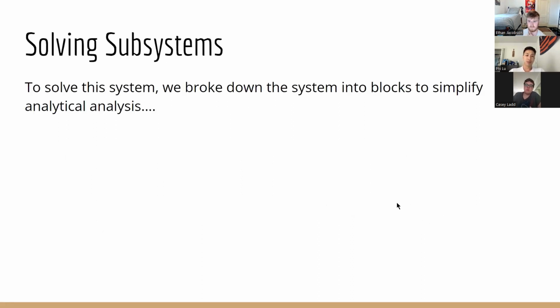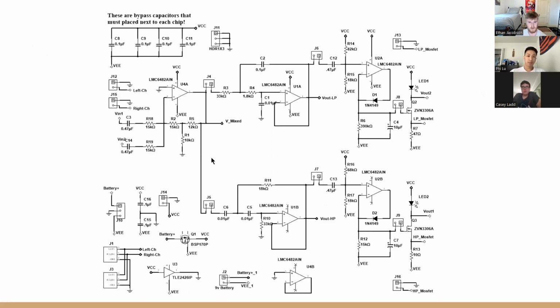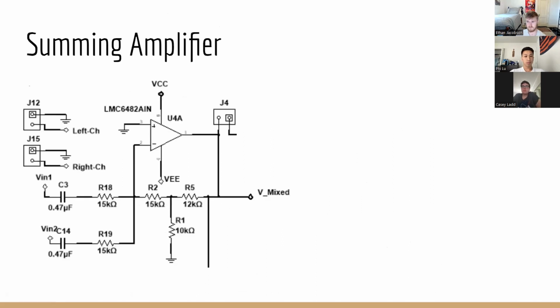To solve the system, we broke down the system into blocks to simplify analytical analysis. These systems are the summing amplifier, the low pass filter, the high pass filter, the two peak detectors, and the two LED drivers, as well as the powering circuits. For our summing amp, the purpose of this subsystem is to sum up the input stereo audio signals, as well as remove any DC bias that's less than 20 hertz.